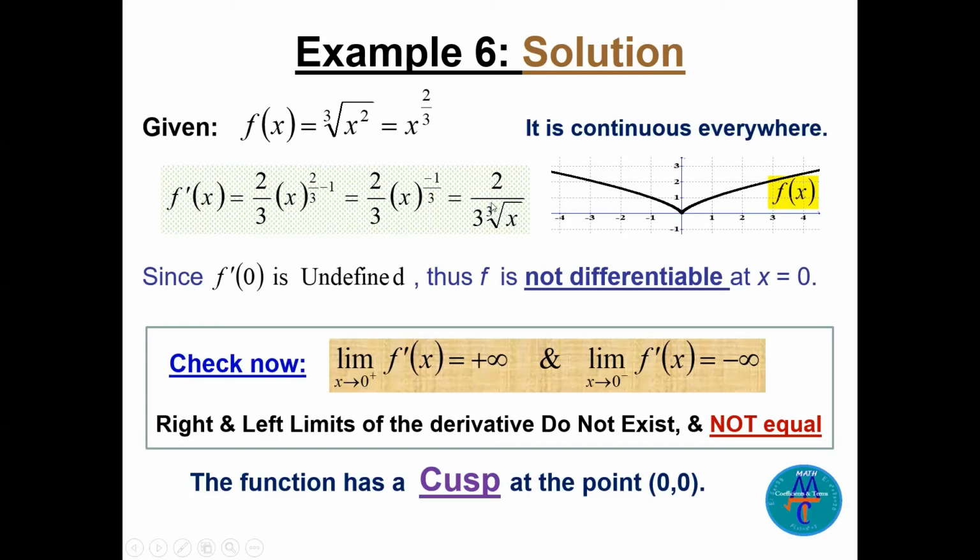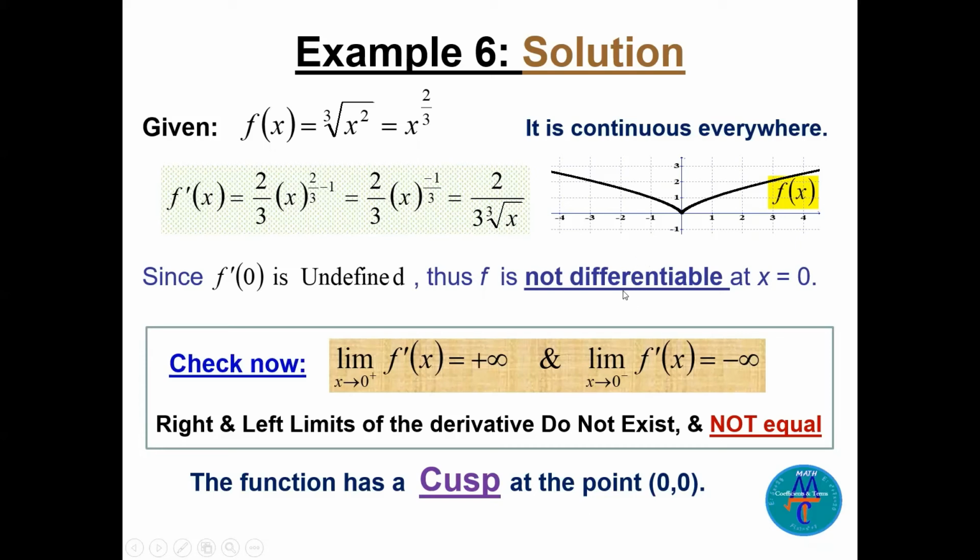Now the limit of the same f prime, x goes to 0 from the left, negative side. The cube root of a negative number is negative, so it will be minus infinity. You see, the right and left limits of the derivative do not exist, and they are not equal. One is plus infinity, one is minus infinity. Or maybe this is minus infinity and this is plus infinity. So we call it a cusp. The function has a cusp. I will explain more about this strange word, cusp. The function has a cusp at the point (0, 0).